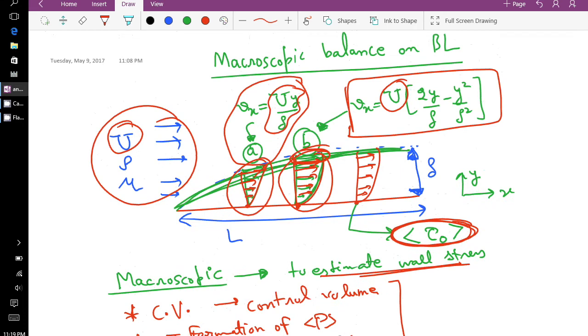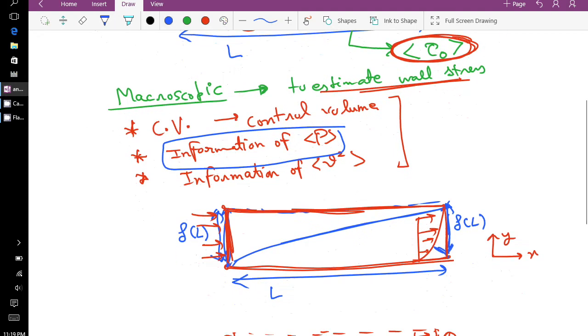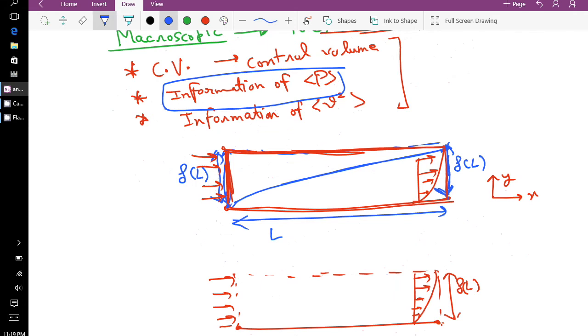We divide the force by the area to calculate the wall stress. Now, the second thing we need to do is to estimate pressures, and the third thing we need is the information on V square.